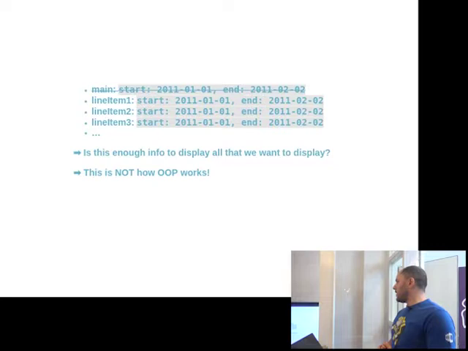So, do we have enough information to display our state? The answer is yes, because we can calculate the start value from the start values of all the line items. We just take the earliest. Same thing for the end value. We take the latest end value of the line items.